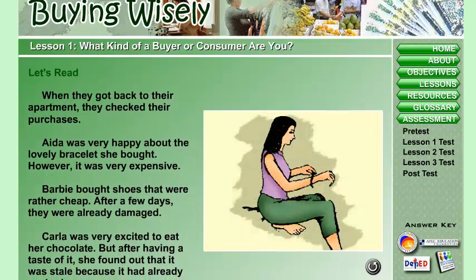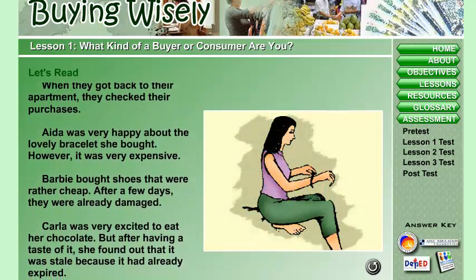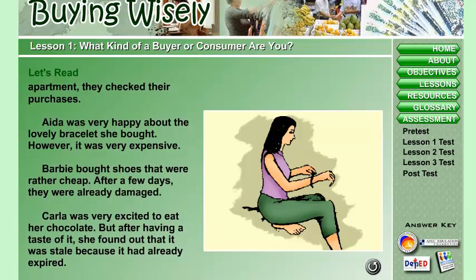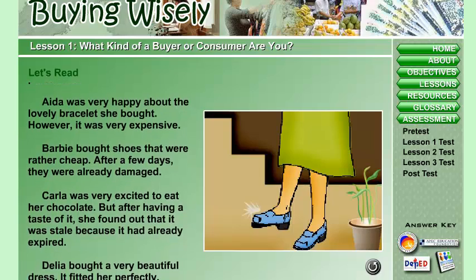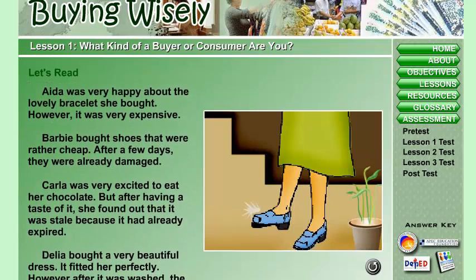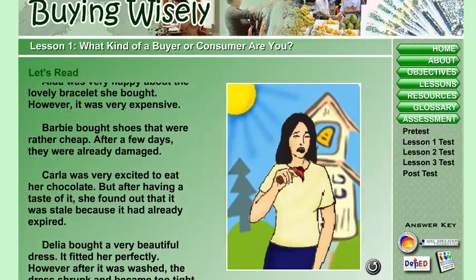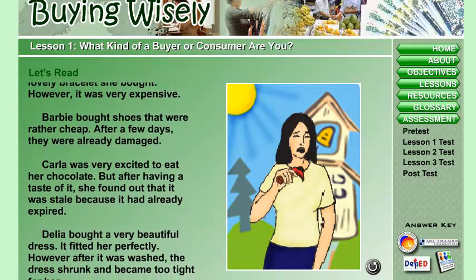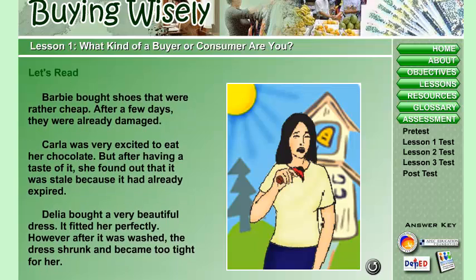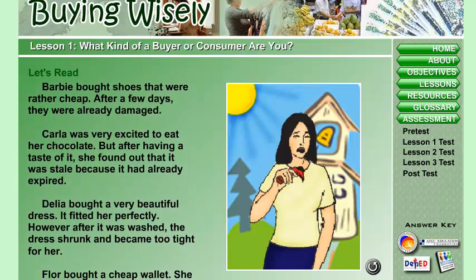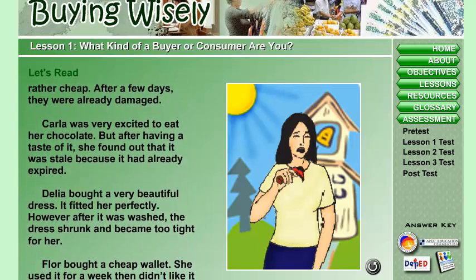Ida was very happy about the lovely bracelet she bought. However, it was very expensive. Barbie bought shoes that were rather cheap. After a few days, they were already damaged. Carla was very excited to eat her chocolate, but after having a taste of it, she found out that it was stale because it had already expired.